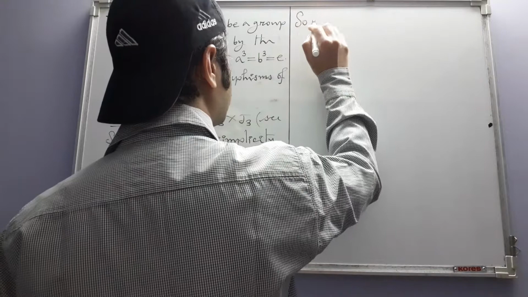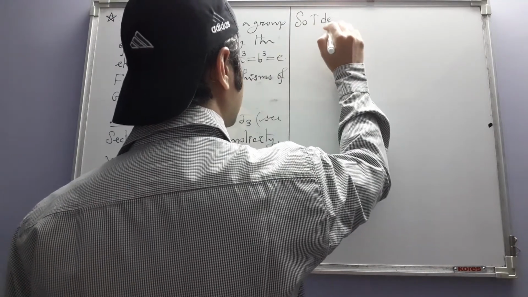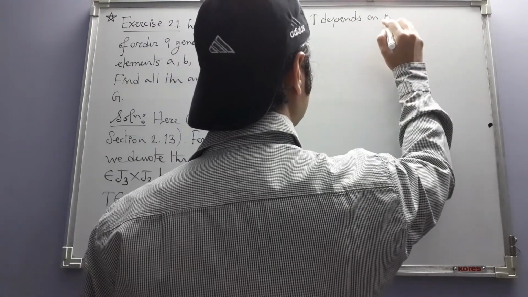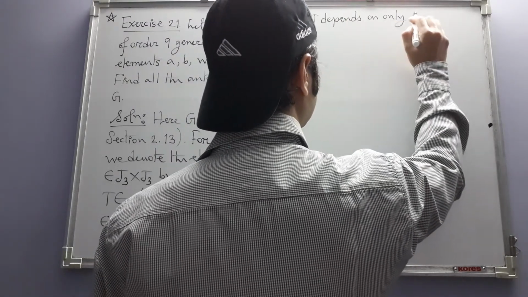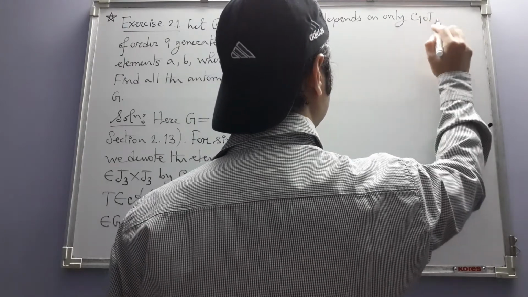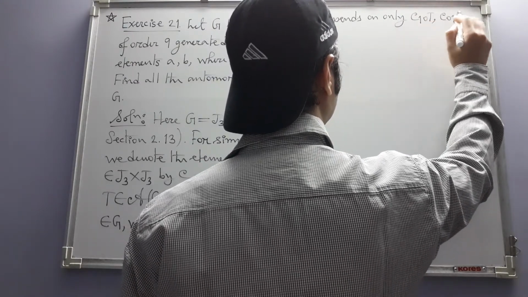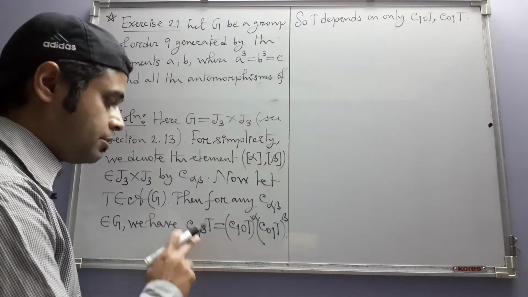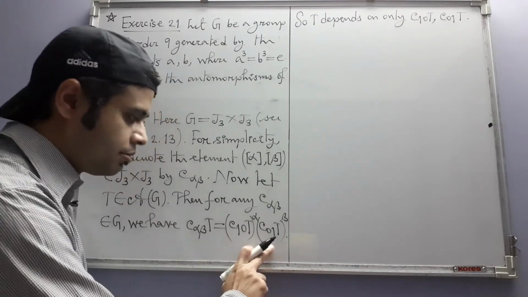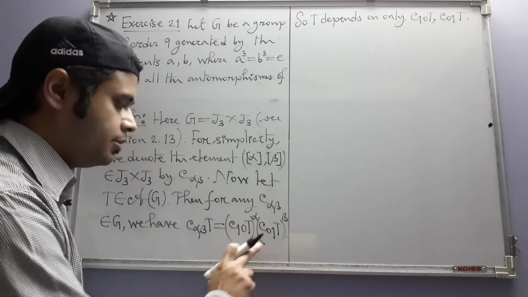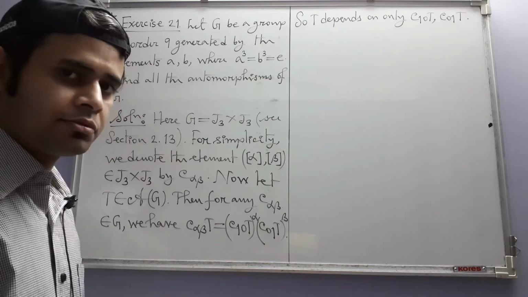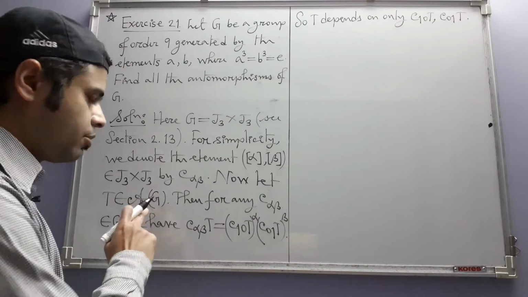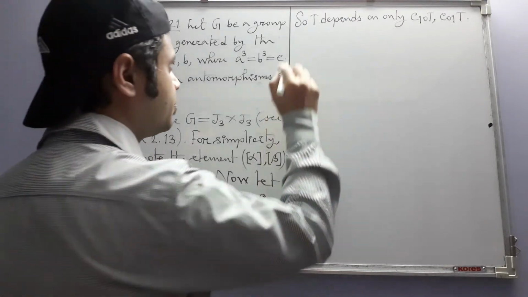So T depends only on C10T and C01T. Okay, now what else is true? In verifying this formula or this identity, we only need the fact that T is a homomorphism. But now additionally, because T is an automorphism, T is one-to-one also.